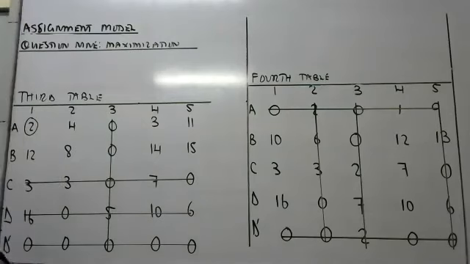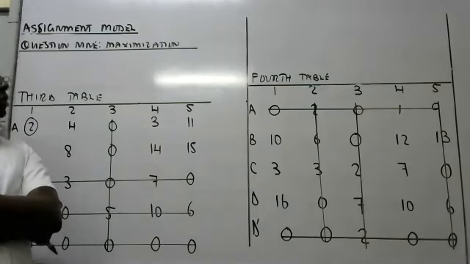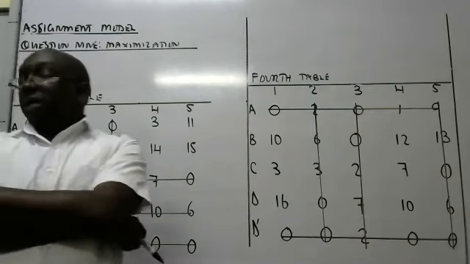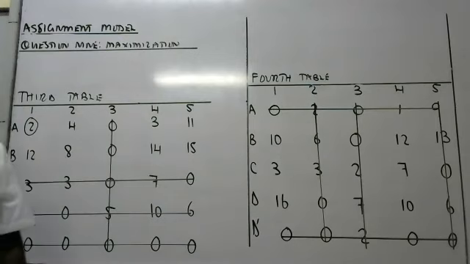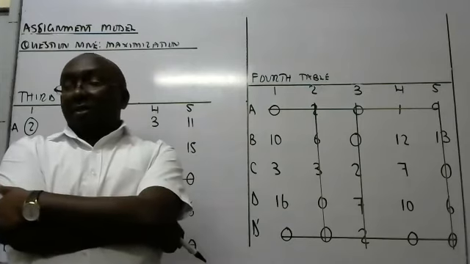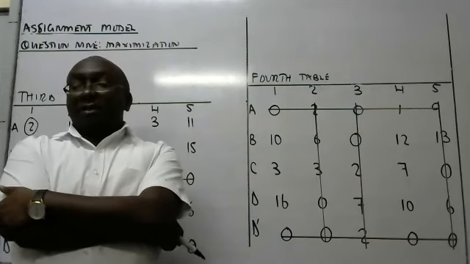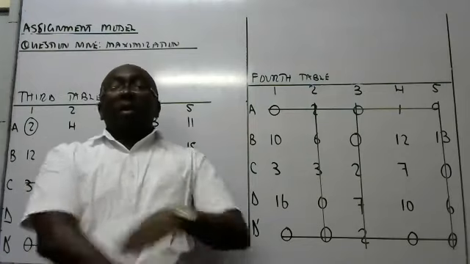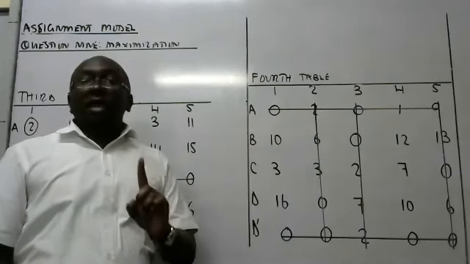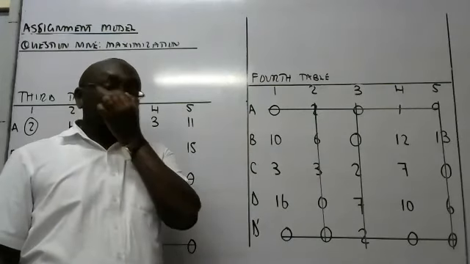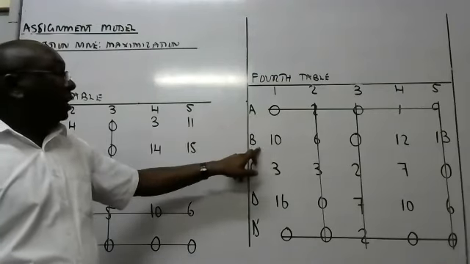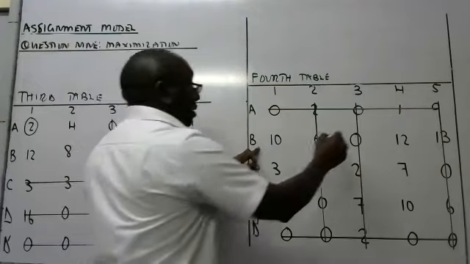So how many lines are those? 5. Are we optimal? Yes. So if yes, we do the assignment. The assignment is done like this. I said you come to the rows and identify the row that has just 1 zero. First here. A, does it have 1? No. B? Yes. So you go here. You assign that.